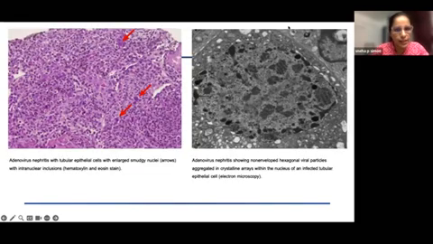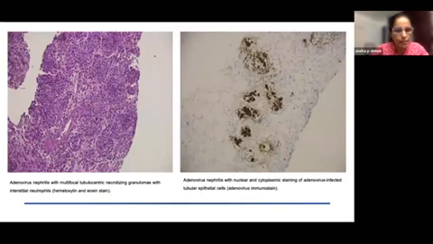This is an H&E stain pathological picture showing the inclusions. You can see the enlarged smudgy nuclei with intranuclear inclusions in the distal tubular epithelial cells. And this is the multifocal tubulocentric necrotizing granuloma with interstitial inflammatory infiltrate in H&E stain.